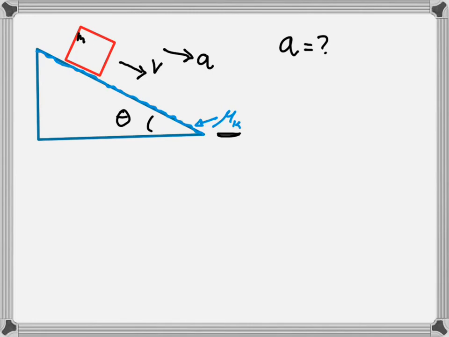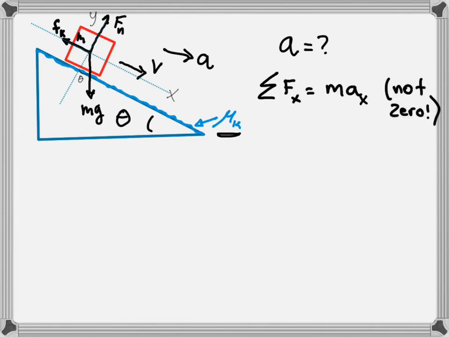Again, we always start by looking at the free body diagram. You should be quite familiar with this free body diagram for this situation now. So we have the normal, and we have the force of friction, kinetic in this case, and we have the weight of the block, and we're going to use Newton's second law. Newton's second law in the x direction says the sum of the forces in the x equals the mass times the acceleration in the x.